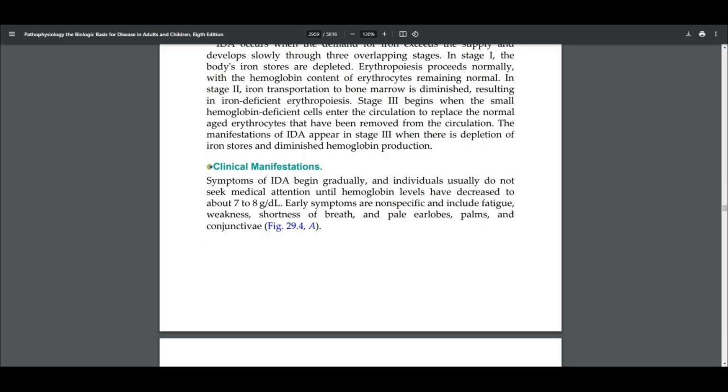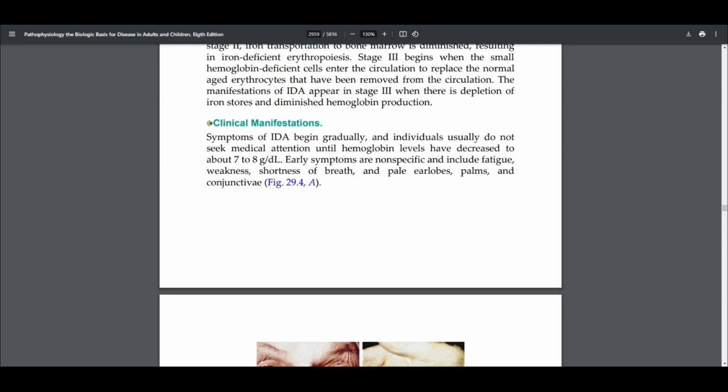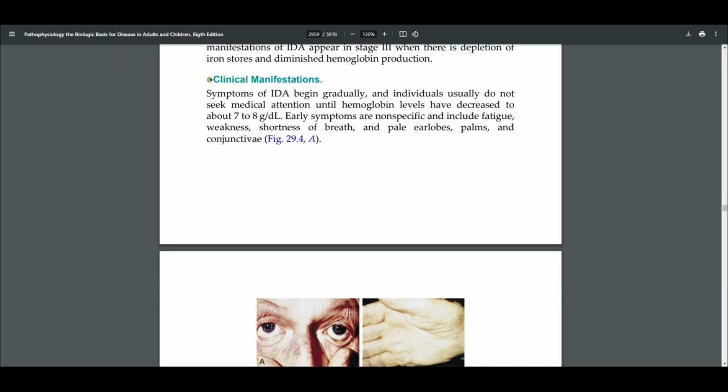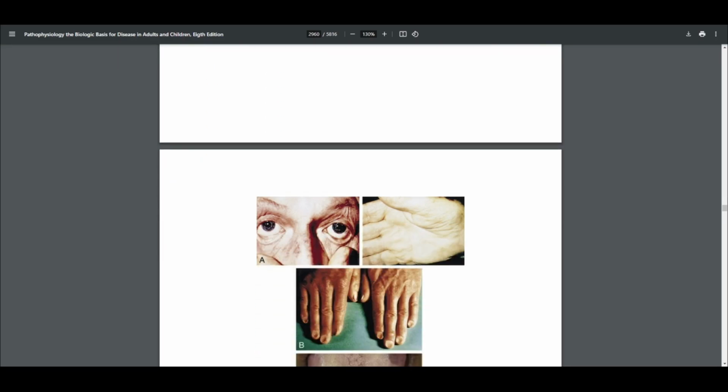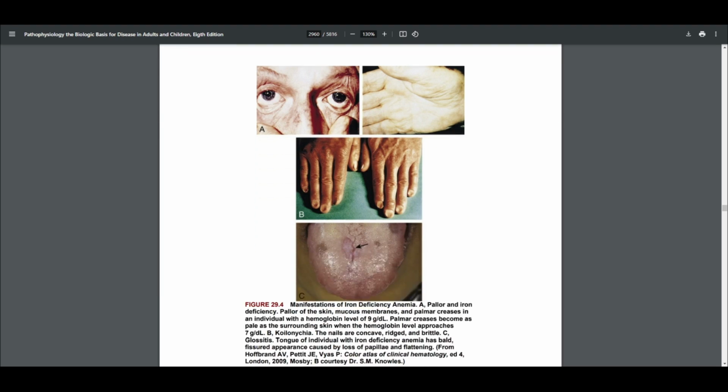So, clinical manifestations. Symptoms of IDA begin gradually, and individuals usually do not seek medical attention until the hemoglobin level begins to decrease to about 7 or 8. Early symptoms are nonspecific and could include fatigue, weakness, shortness of breath, and being pale around the earlobes, palms, and conjunctiva. So here you are looking at a couple of manifestations of iron deficiency anemia.